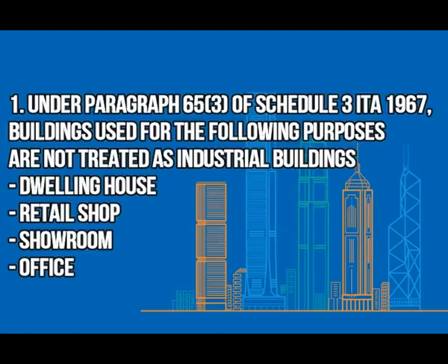Number 1. Under paragraph 65.3 of Schedule 3 ITA 1967, buildings used for the following purposes are not treated as industrial buildings, which are dwelling house, retail shop, showroom, and office.